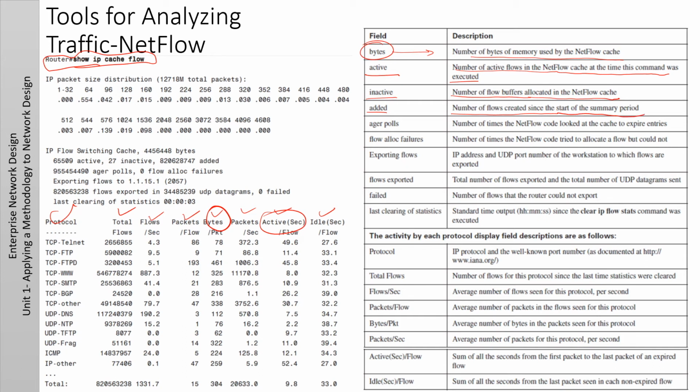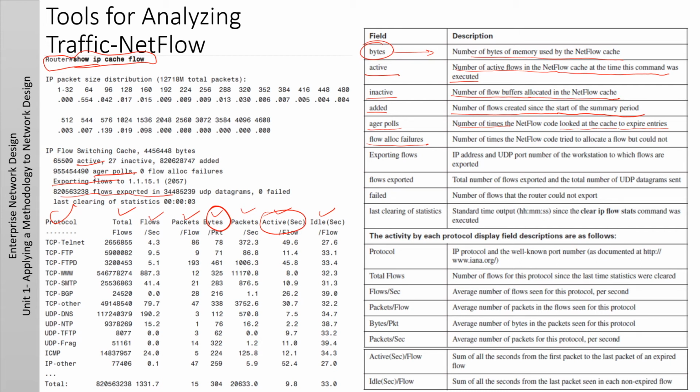Then age poll, the number of times the NetFlow code looked at the cache to expire entries. Flow alloc failures. So flow alloc failures, here active and age poll, exporting flows exported, everything is written in this.